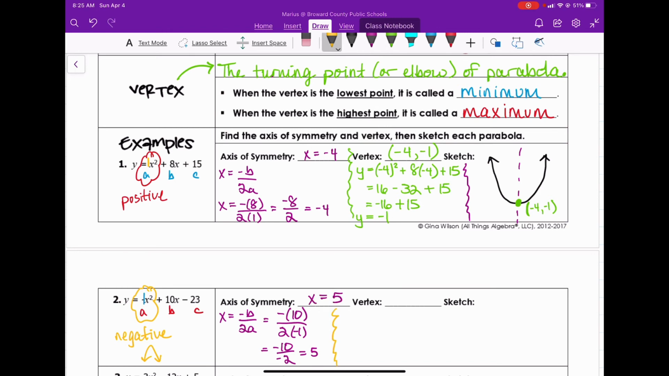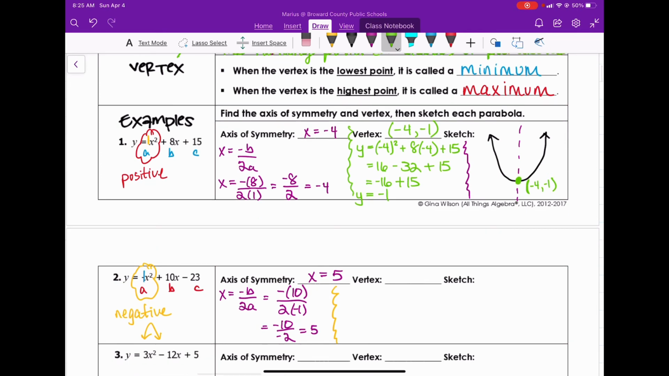Now we need to find our vertex. So for our vertex, we plug in what the x value is. The x is 5, so we have to plug that into our quadratic. Y equals negative x squared, so that's negative parentheses 5 squared, plus 10 times 5 minus 23. So as we're working this one out, this is going to become negative 25 plus 50 minus 23.